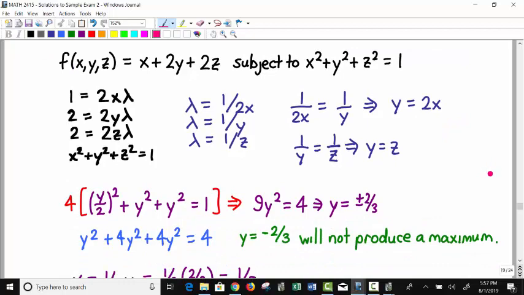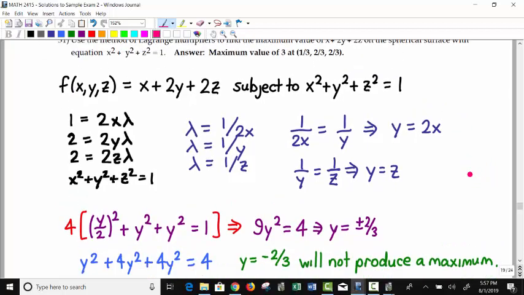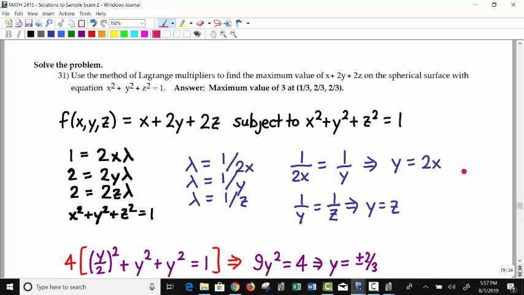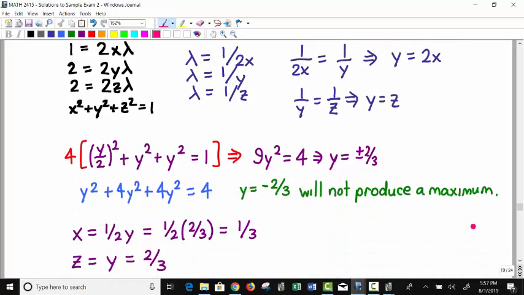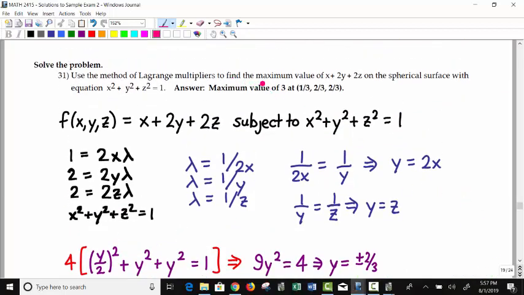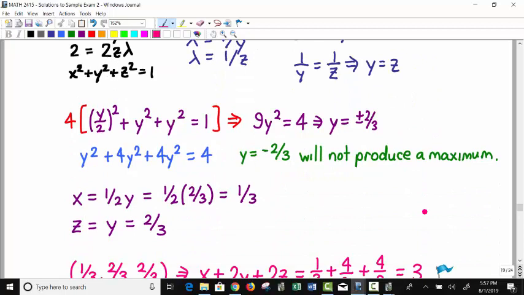The idea is that you could plug both those in for y. It's okay if you do the plus and the minus 2/3, but I'm just mentioning that there's no way, in this particular equation with x plus 2y plus 2z, that the negative will produce a maximum. That's not going to happen. But that's okay if you don't notice that, if you plug them both in. Had this one been asking to find all extrema, then we would have had a max and a min for sure. The negative 2/3 would have produced the minimum, but it will not produce the maximum.